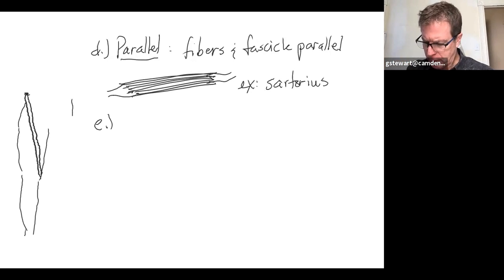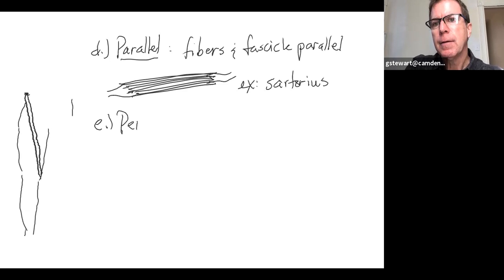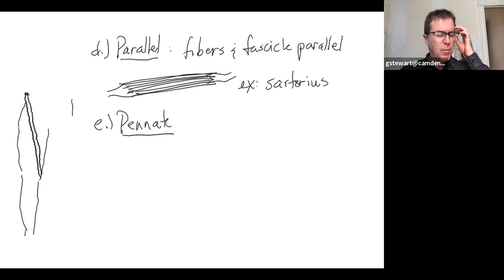Letter E in your book is, well, they use E, F, and G as pennate muscles. So I'm going to write the word pennate. And then I'm going to describe, there's three subcategories to the pennate category. These typically are short muscles with short tendons. They tend to be much shorter than parallel or convergent. So I'm just going to write the word short.